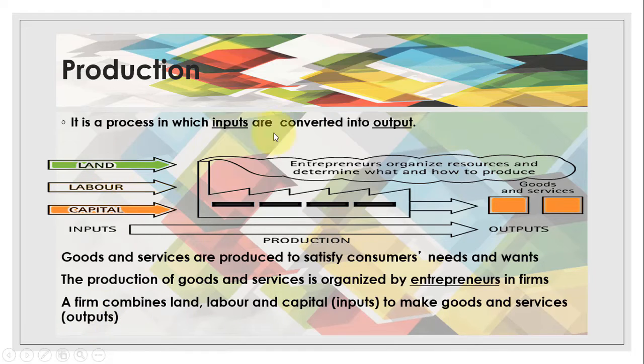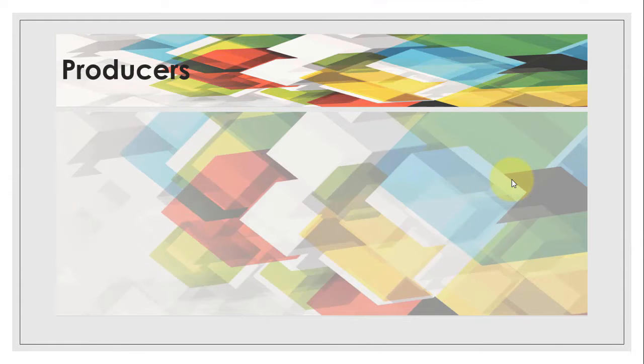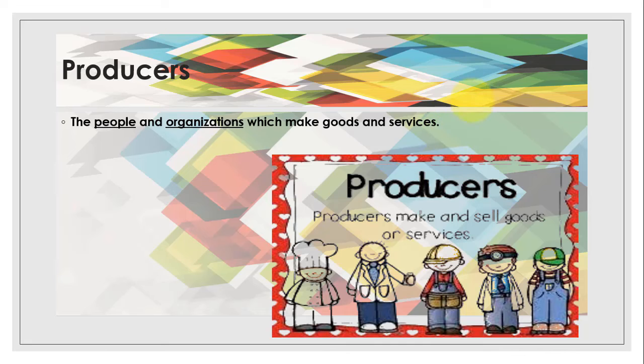You can see in the diagram as well, the production process is shown. On the left side, the inputs are shown, and in the production process, inputs are the first three factors of production: land, labor, and capital. And on your right side, you can see the output. The output of the production process is in the form of goods and services. And what does the entrepreneur do? In this production process, entrepreneurs organize resources and determine what and how to produce. Producers are simply those people and organizations who make goods and services.